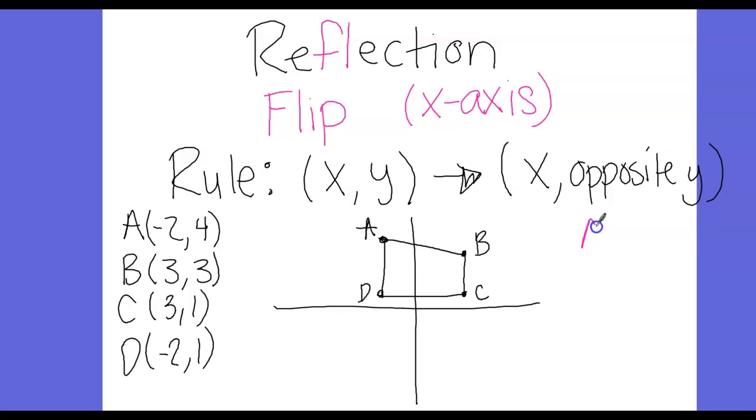our rule, so what will be my new A? What would be my new A? -2, what? -4, because your x stays the same, but your y is opposite. So then let's graph that. So we go -2, down 4.